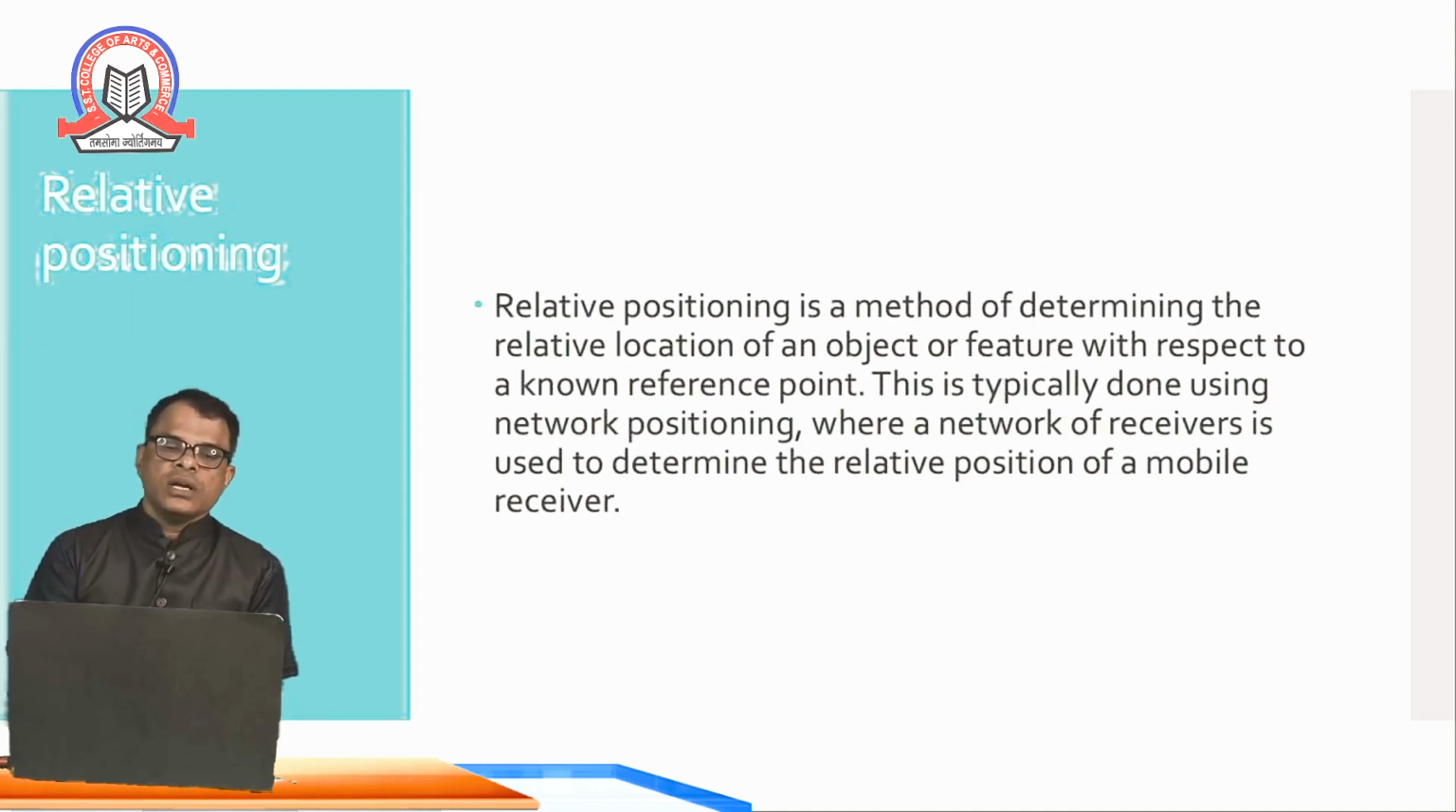Relative positioning. Relative positioning is a method of determining the relative location of an object or feature with respect to a known reference point. So with respect to the known reference point, you have to decide the locations. This is typically done using network positioning, where a network or a receiver is used to determine the relative positioning of a mobile receiver.